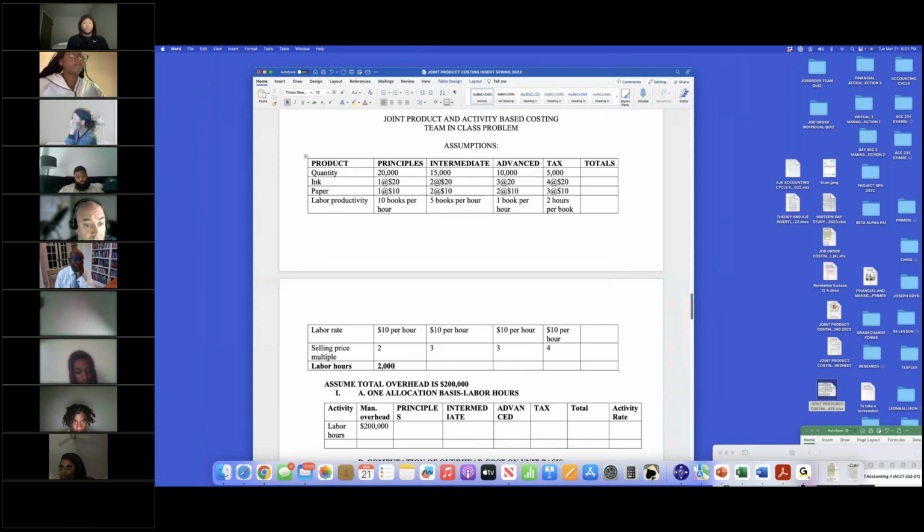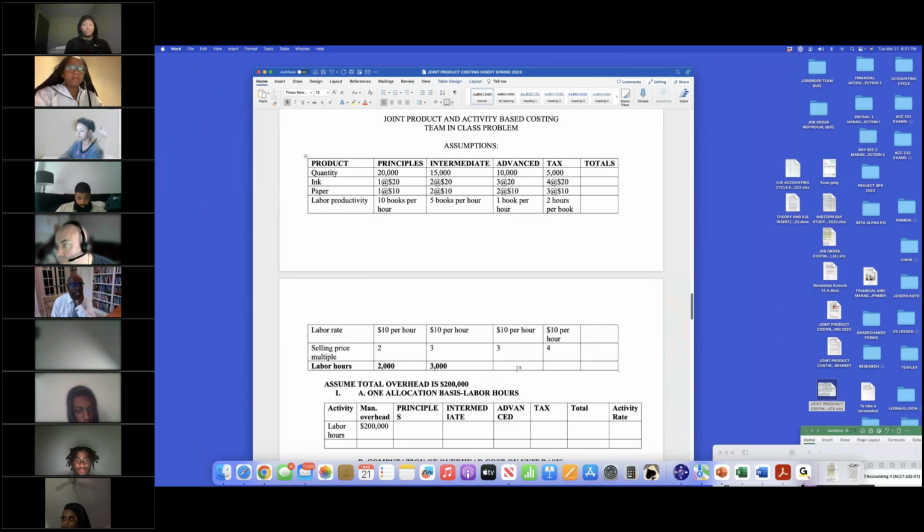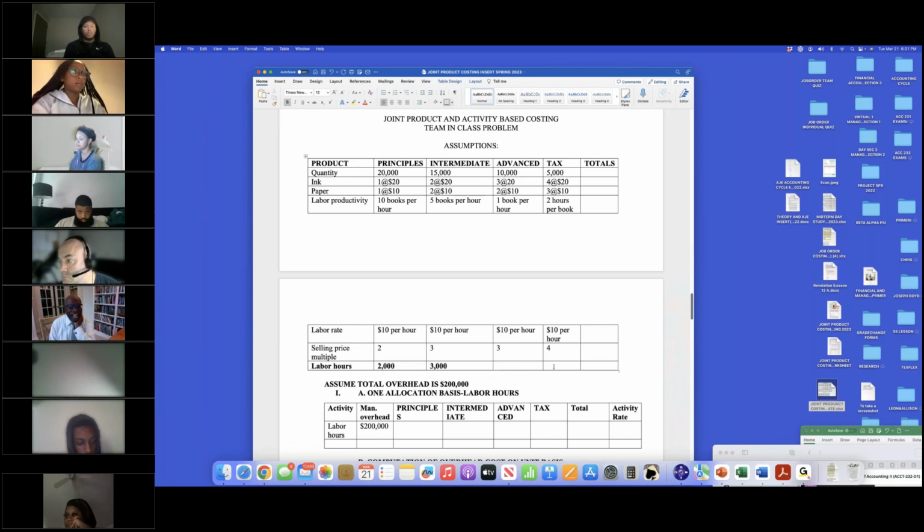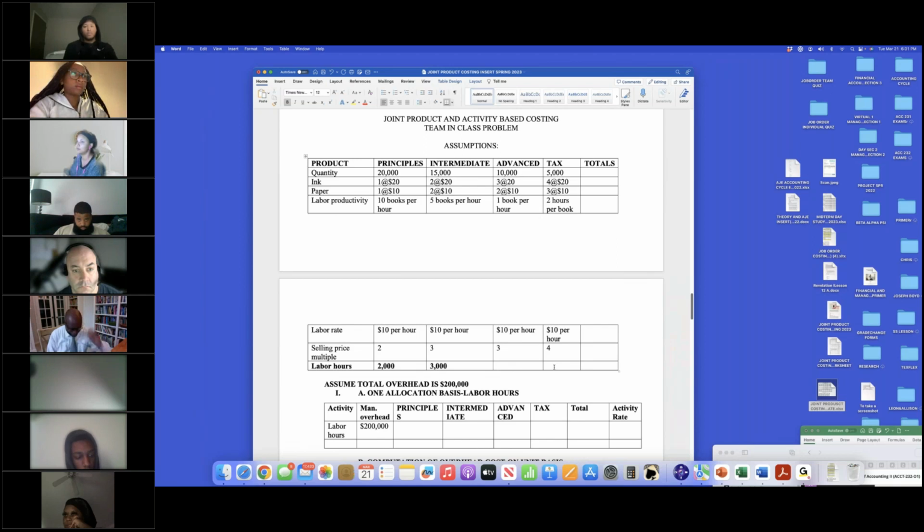30. 3,000. I don't need an advanced person to tell me the number of books here. You're supposed to be on the productivity line, okay? When you're determining the hours, you're on the productivity line only. 1 book per hour. Okay, I got you. So how many hours is it going to take if it's 1 book per hour? It's 10,000.